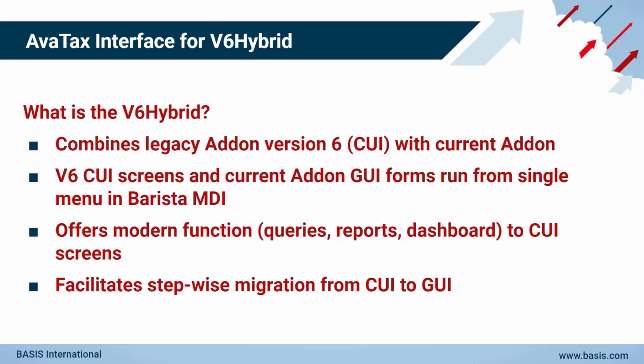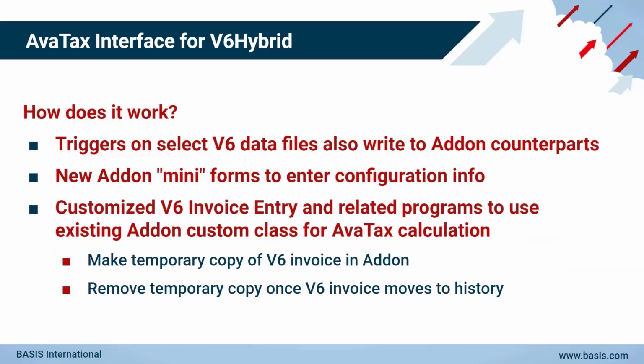Out of the box, the V6 hybrid runs accounts payable and general ledger in the current version of Addon, while the other modules, order processing, purchasing, and so on, run in version 6. This is a great way to go if a customer isn't in the position to migrate to GUI in a single leap. We'll learn more about hybrid solutions in a later session because they can provide a migration path for any BBX or BBJ character app, not just for Addon. So how does the AvaTax interface work in this environment?